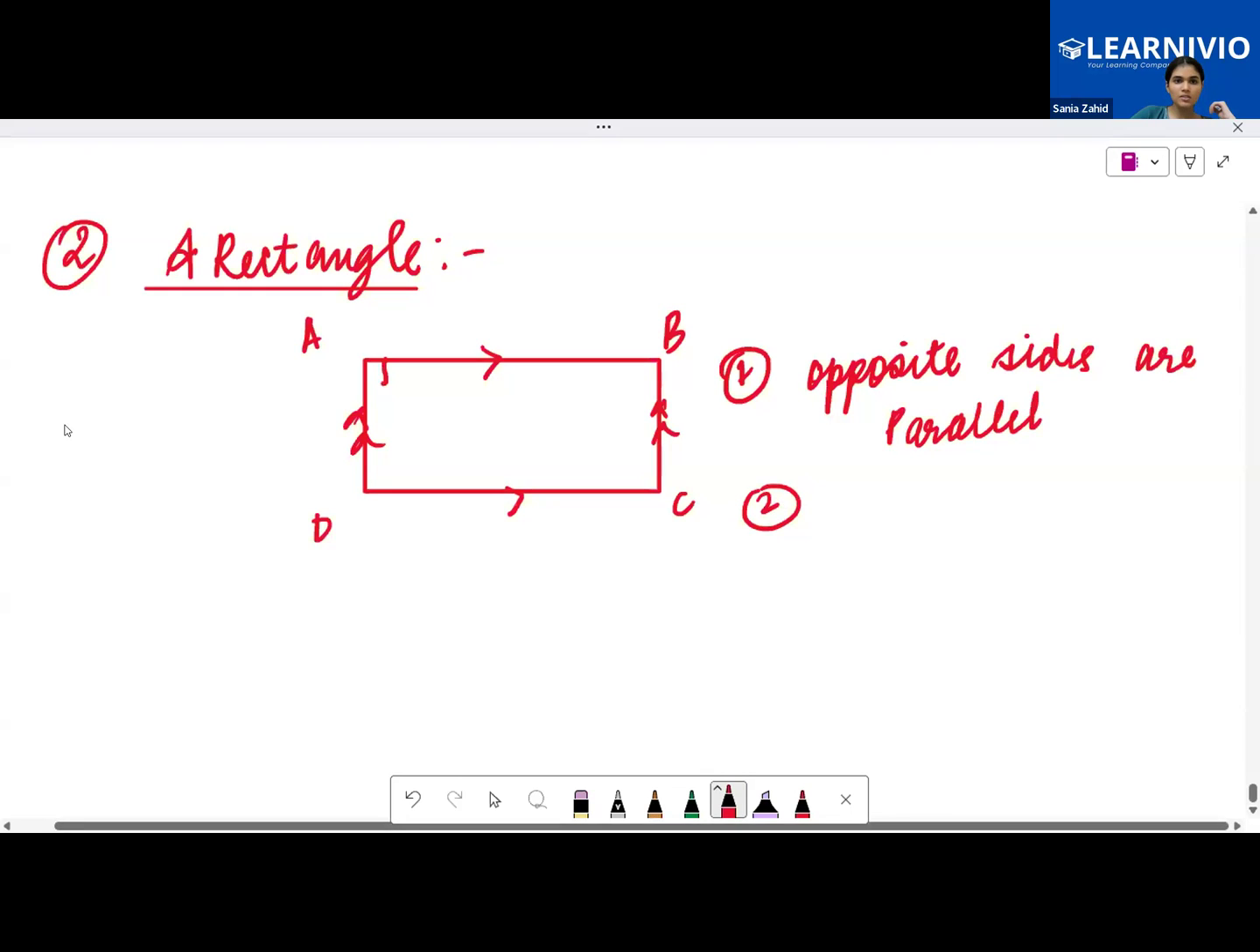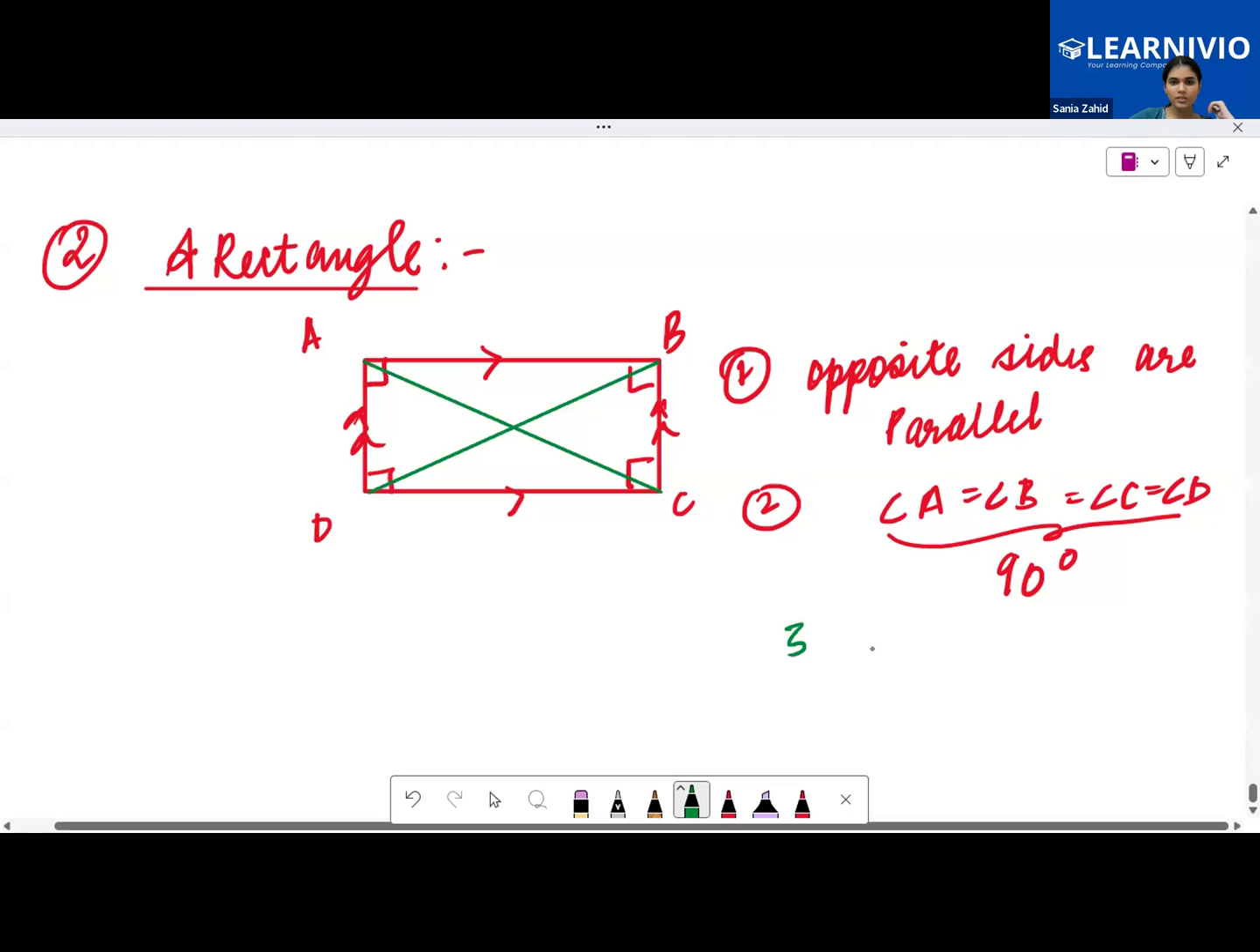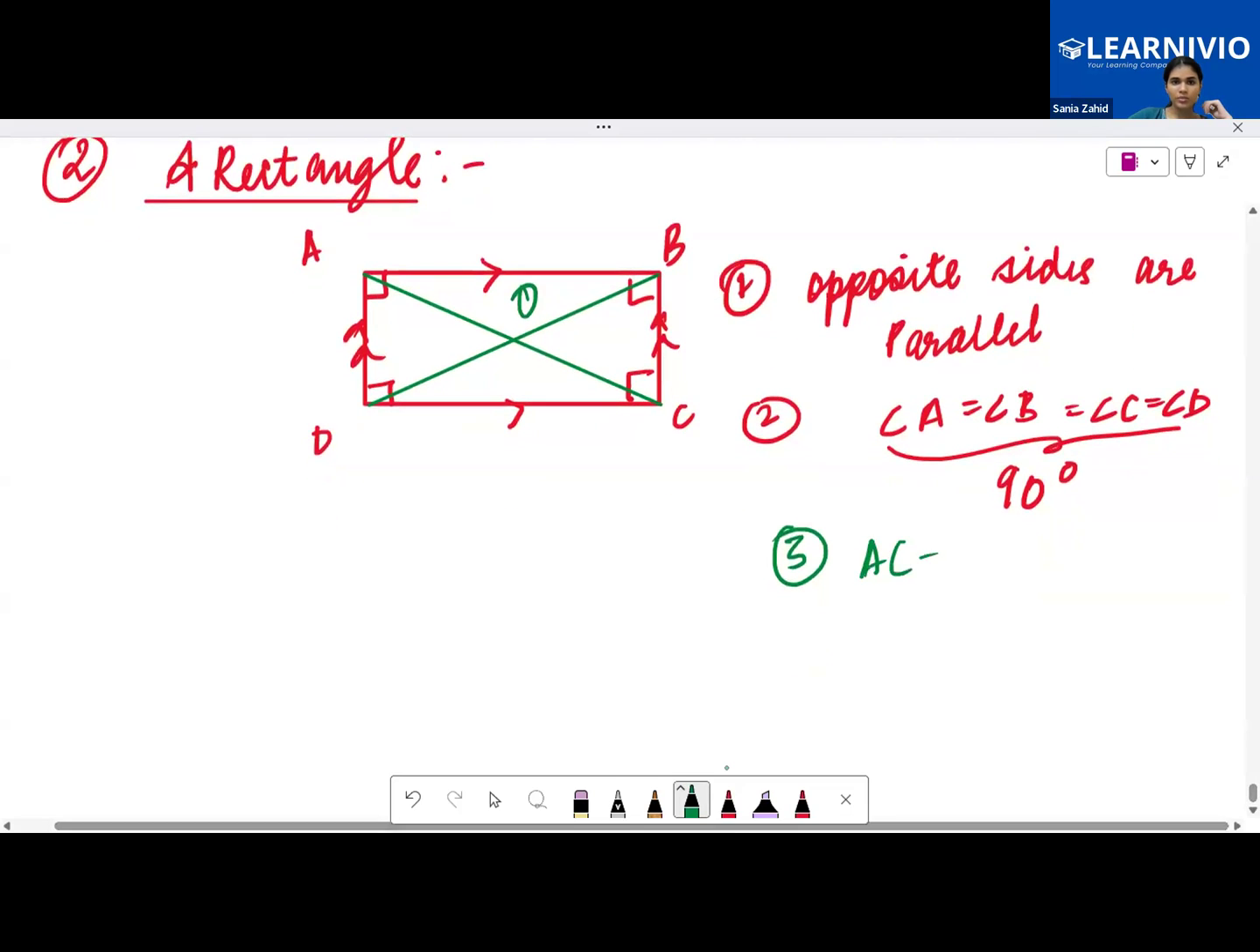The second property is all the vertices are again 90 degrees. Then next, what about the diagonals? See what happens, the diagonals of a rectangle are equal in length. The third property will be, if I see this point as O, AC will be equal to BD.